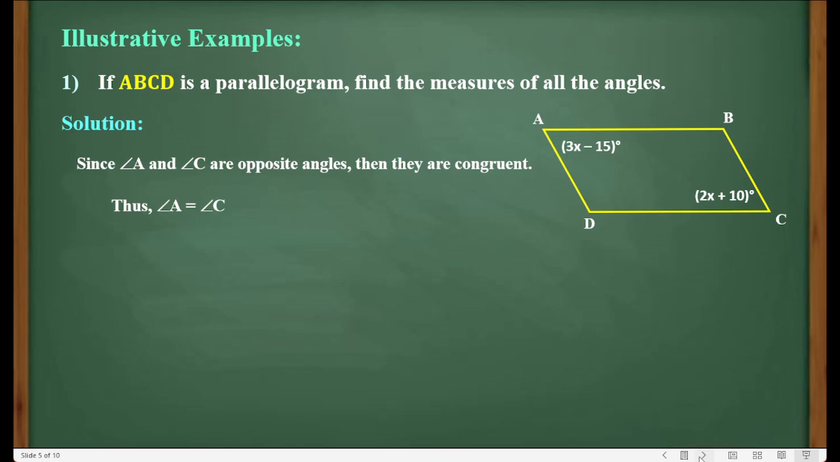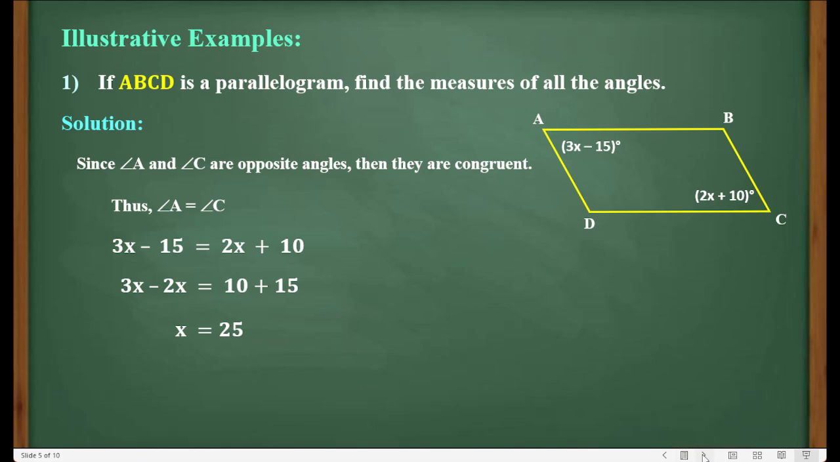So setting up the equation, angle A equals angle C, and we substitute their equivalent. So we have 3x minus 15 is equal to 2x plus 10. So we have just derived a linear equation in one variable. So solving for x, we just isolate those x terms on the left and those constant terms on the right. And we found out that the value of x is 25. Okay?